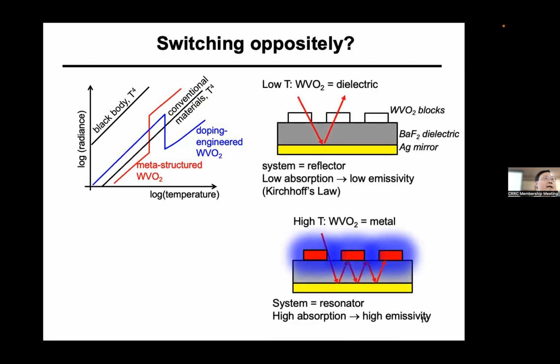The way we achieve that is to make a triple layer structure. Here, the top layer is a tungsten doped vanadium dioxide. It's a periodic structure. It has a fancy name. It's called a metasurface.